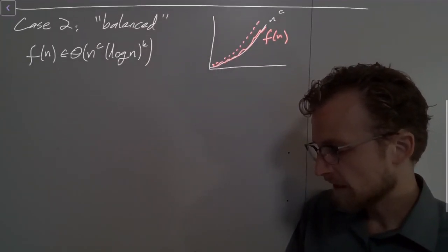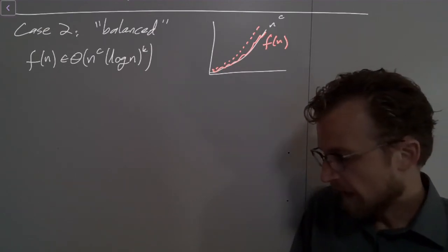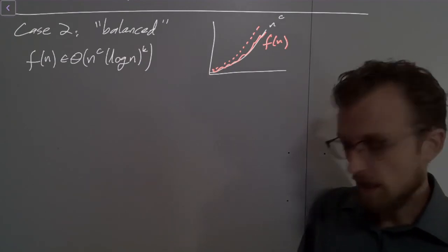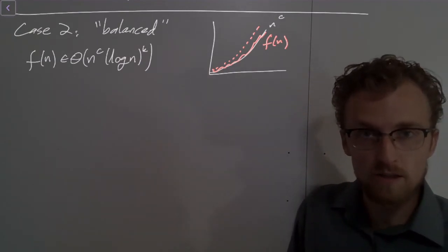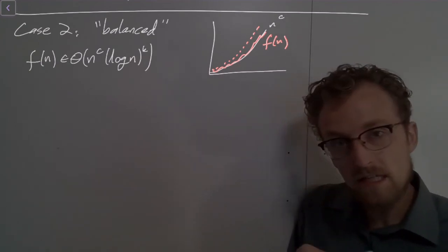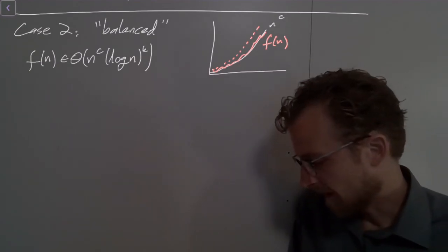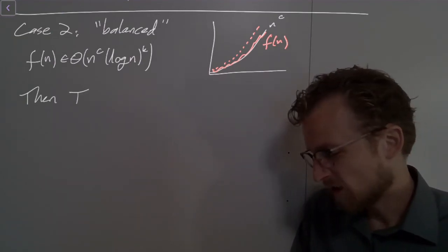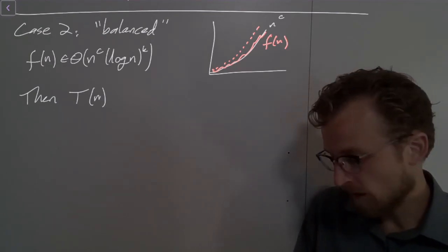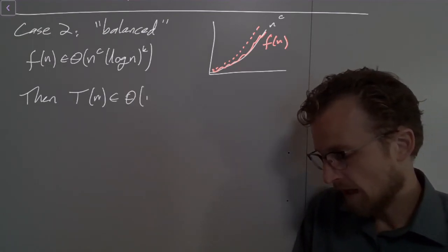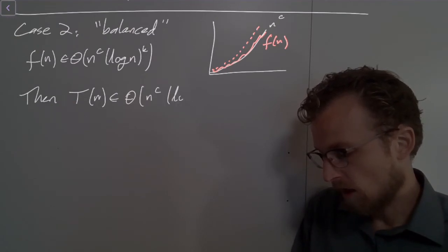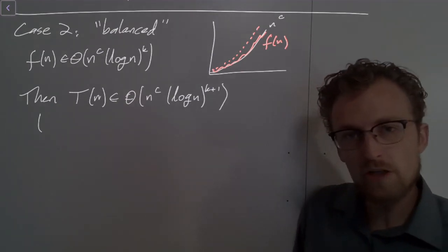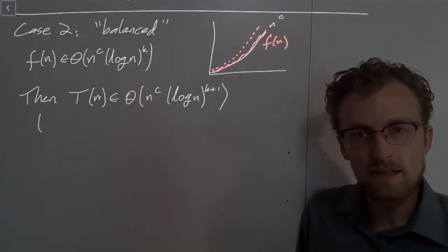Okay, so if we're in this case, then what do we get? We get that t of n is f of n times a log slowdown. So if f of n is n to the c with k logs, then t of n is f of n times one more log. Rather than referencing f of n, we can write that t of n is big theta of n to the c times log n to the k plus 1 power.